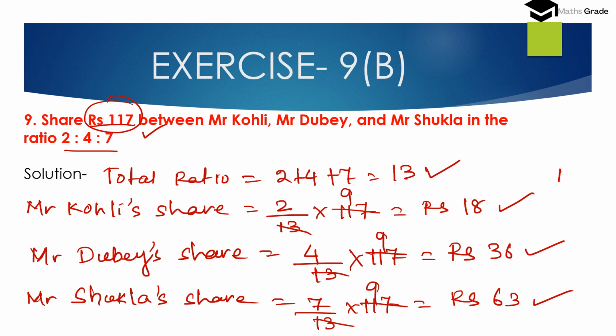So sharing 170 rupees between Mr. Kohli, Mr. Dubey and Mr. Shukla in the ratio of 2:4:7, Mr. Kohli will get 18 rupees, Mr. Dubey will get 36 rupees and Mr. Shukla will get 63 rupees.